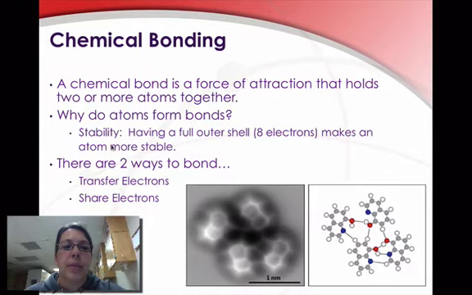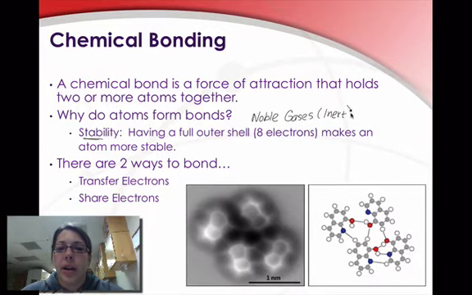So why do atoms form bonds? The whole reason they do that is for stability. Stability means lower energy, and it makes them like the noble gases. Because we know the noble gases are stable, they are inert, they do not react, they don't want to form compounds. Because they already have full outer shells, they have all the electrons that they need. And that just makes an atom more stable, less reactive.